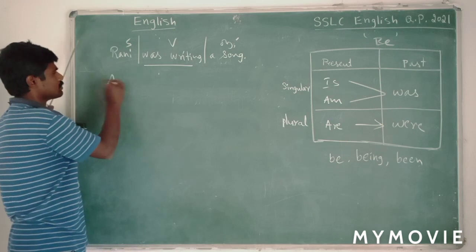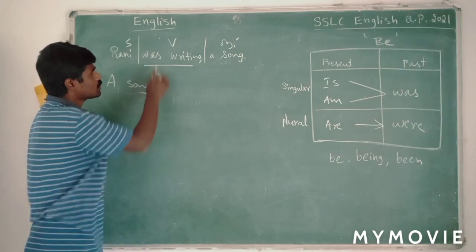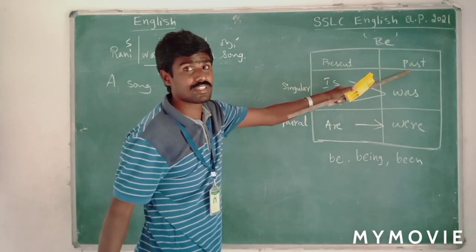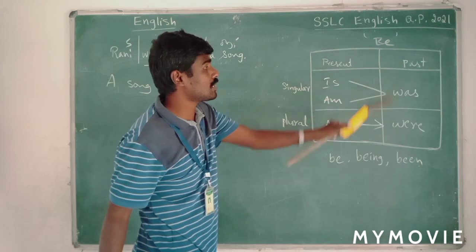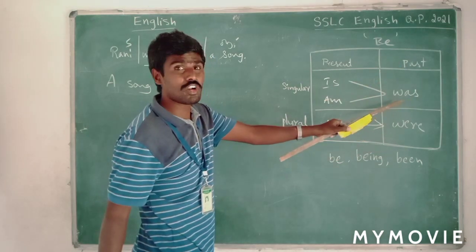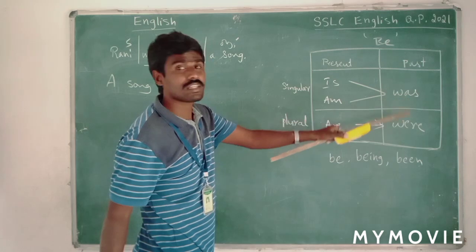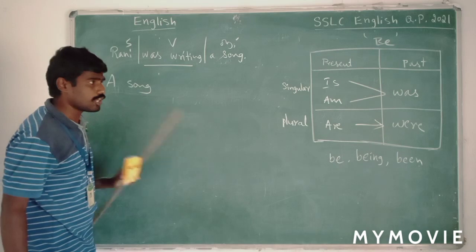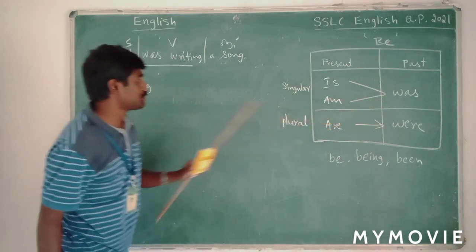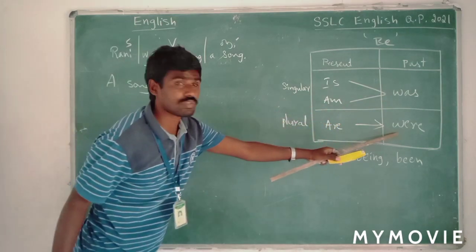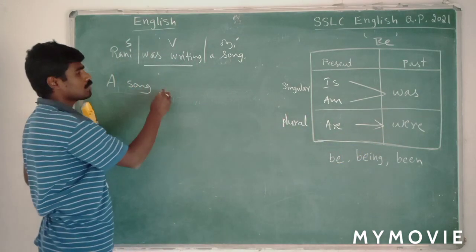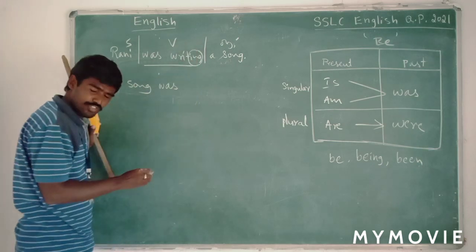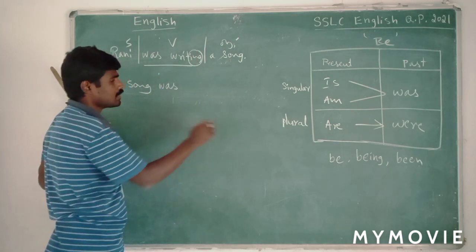Now a song. So past tense, so past be verbs. If the sentence is in past tense, we have to concentrate on only past be verbs. What be verbs do we have in past tense? Was and were. So we have two be verbs. Since the subject is singular, we use was. If the subject is plural, we would use were. Since it is singular, we use was. A song was. Now since it is in ing form, since it is continuous tense, we use being.